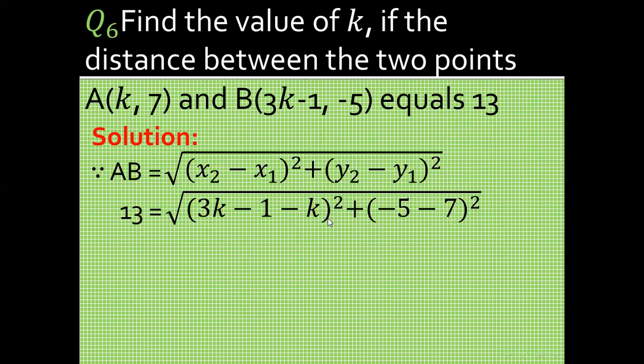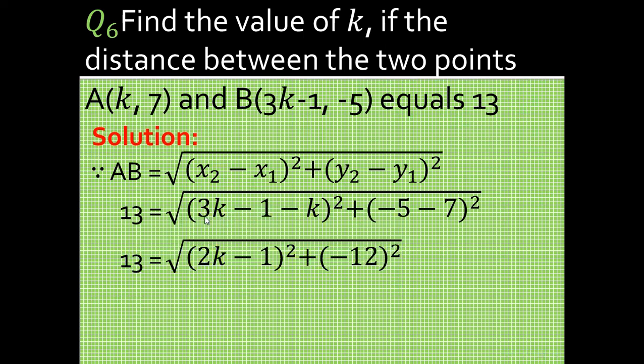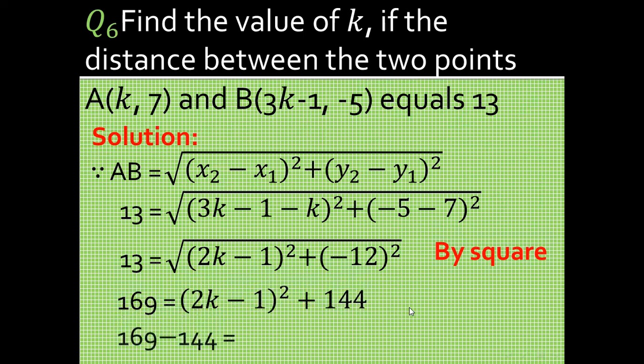This distance in the given equals 13. The second step: how can I cancel this root? By squaring the two sides of this equation. Then 13 squared equals, at first simplifying 3k minus k equals 2k, (2k minus 1) squared plus (negative 5 minus 7, negative 12) squared. Squaring both sides, 169 equals (2k minus 1) squared plus 144.